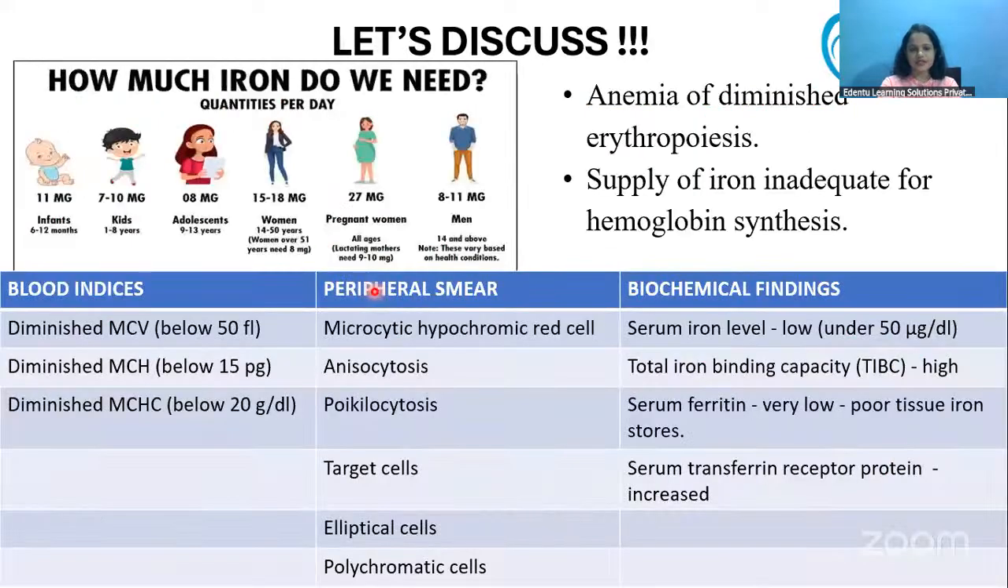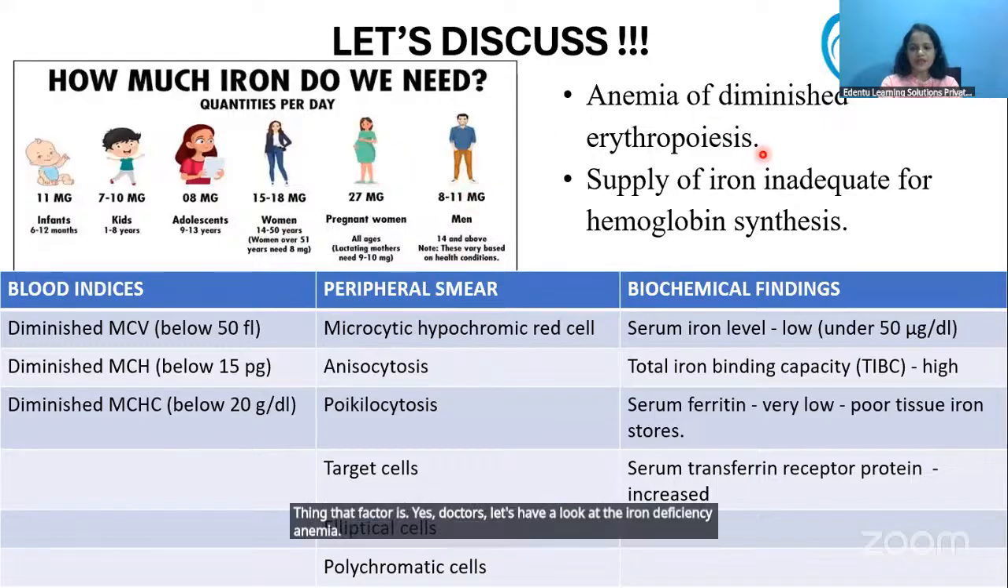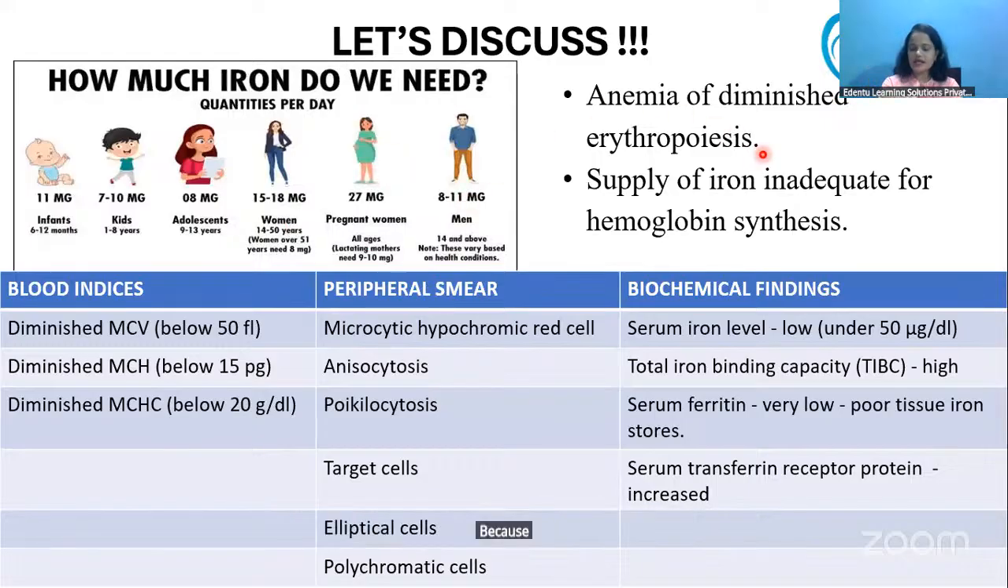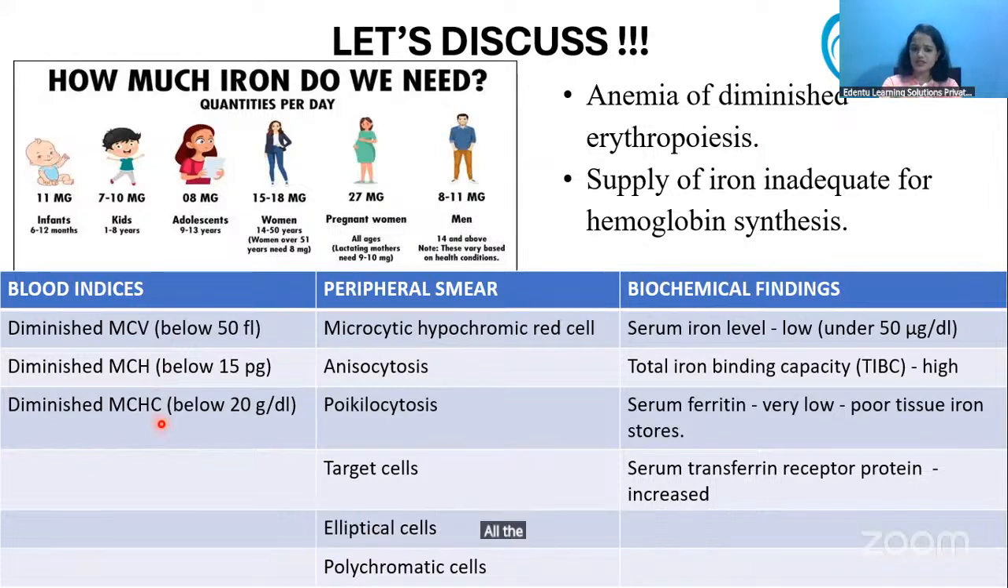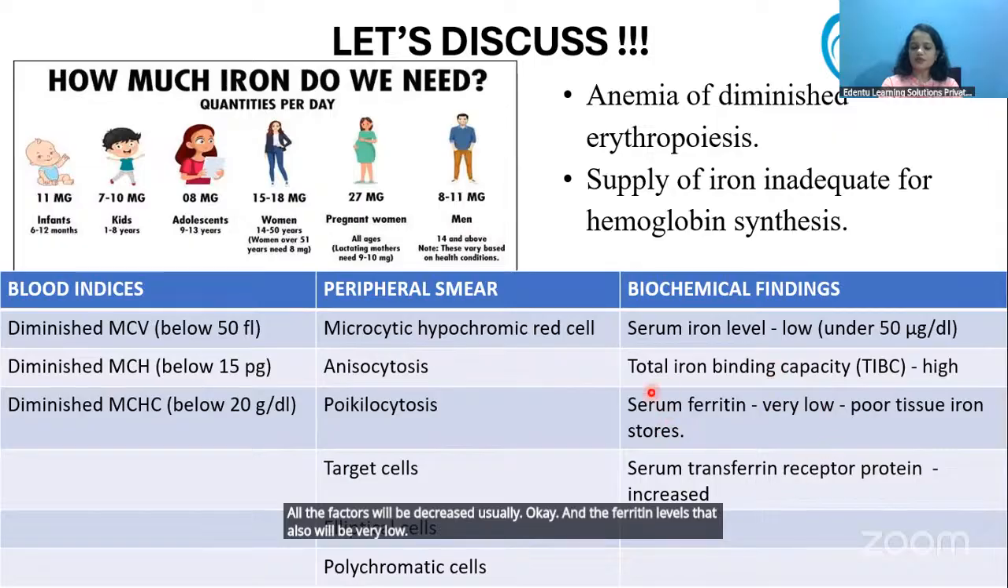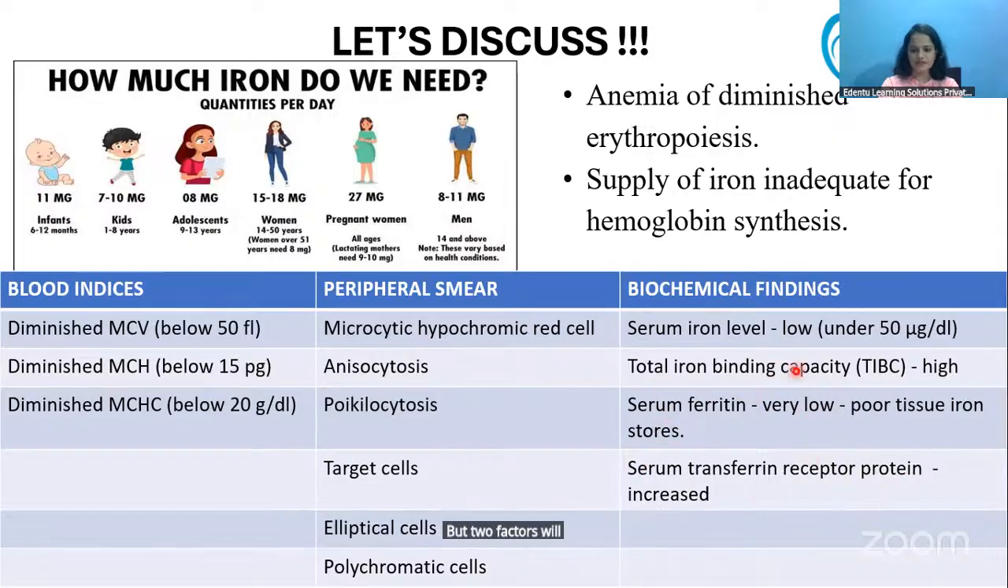Yes, doctors, let's have a look at iron deficiency anemia. As I had already mentioned, all the factors will be decreased: the hemoglobin count, the RBC level, and the blood indices. You can look at all the blood indices, the MCV, MCH, and MCHC. All the factors will usually be decreased. And the ferritin levels will also be very low. But two factors will usually be increased in iron deficiency anemia.